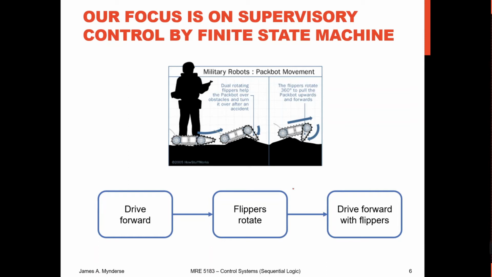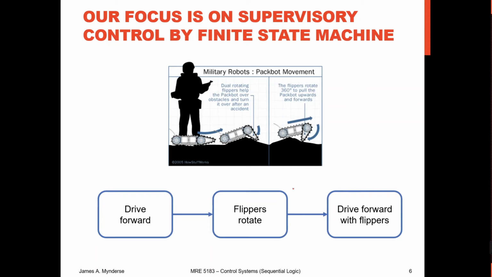So in this particular PackBot example, you can see from the diagram that it's going to drive forwards. At some point, it needs to get over an obstacle, so it's going to stop driving forwards and rotate the flippers. And then when it gets to a certain point, it's going to start driving forwards while moving the flippers. You can see those are three different cases, and they are all happening in a sequence. Not only that, the robot is in one of those cases, and then it moves to the next case. These are separate cases, with no mixing of them.